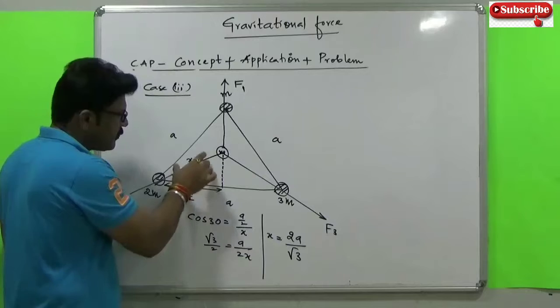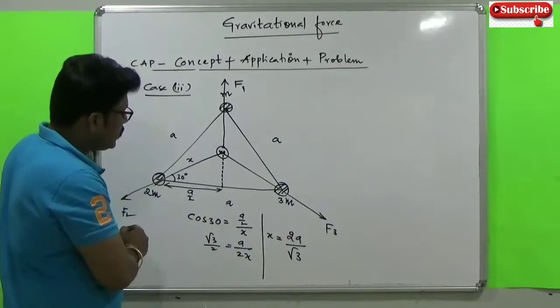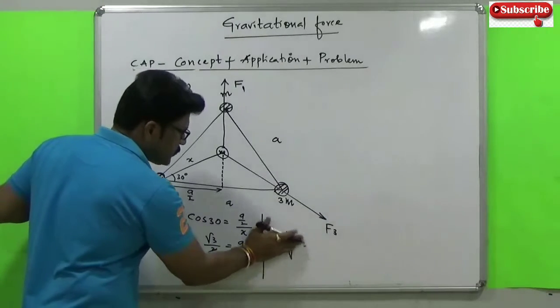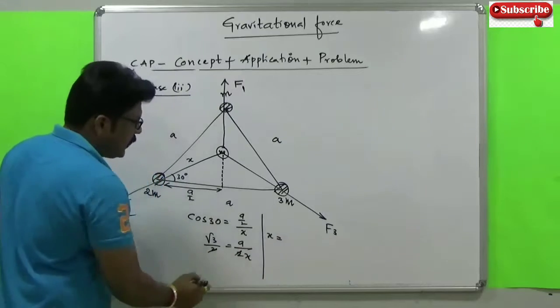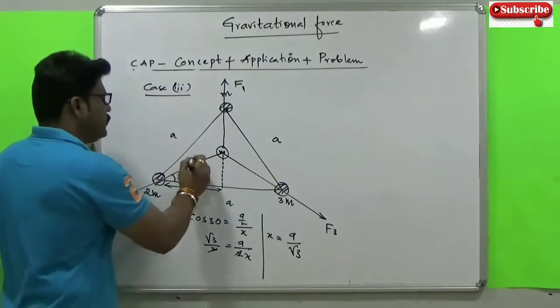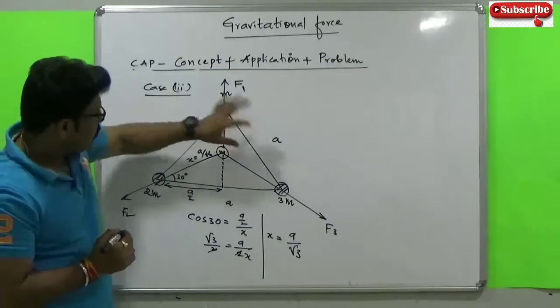Cos 30 is adjacent side by what? Hypotenuse. A by 2 by x. This 2 will get cancelled. So what are we getting here? A by root 3. X is equal to a by root 3. So this distance is a by root 3, a by root 3.